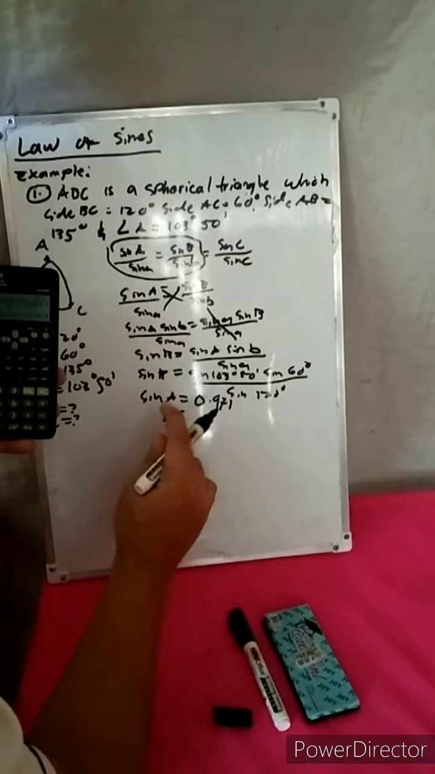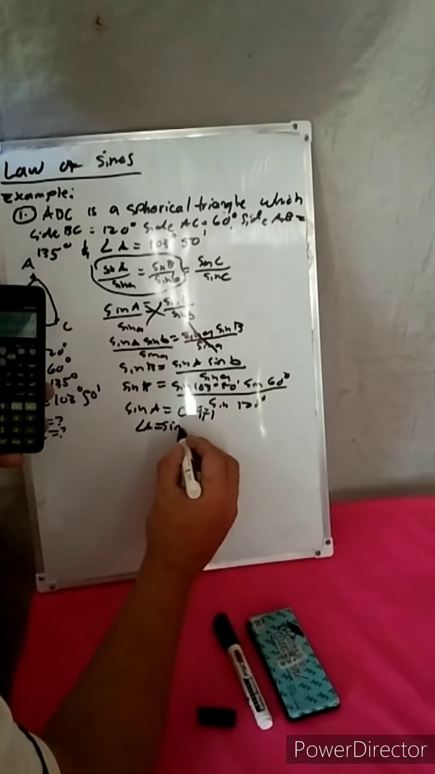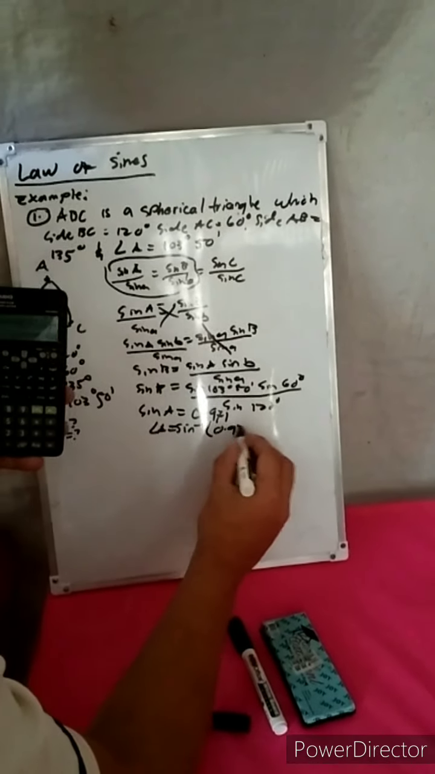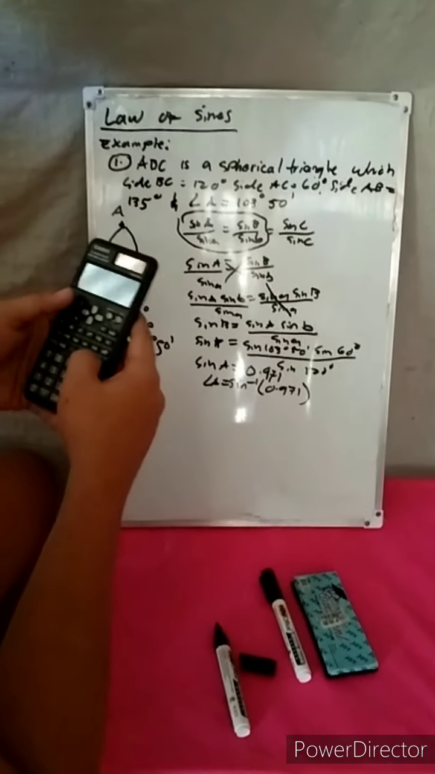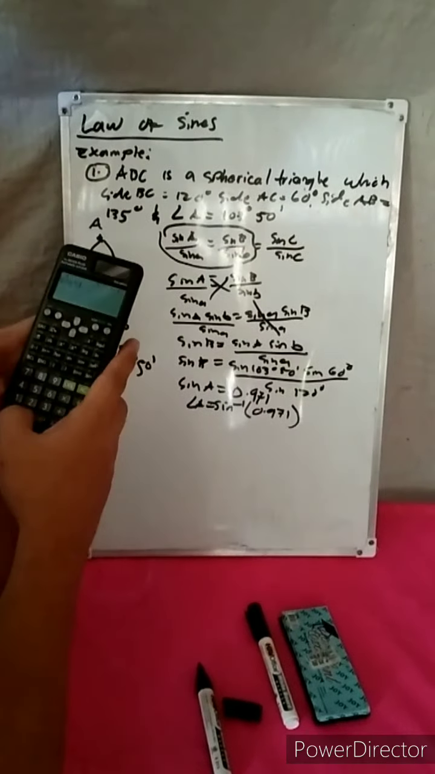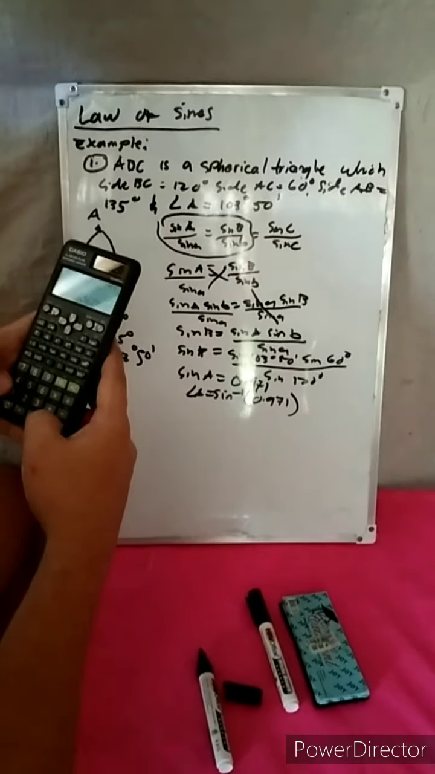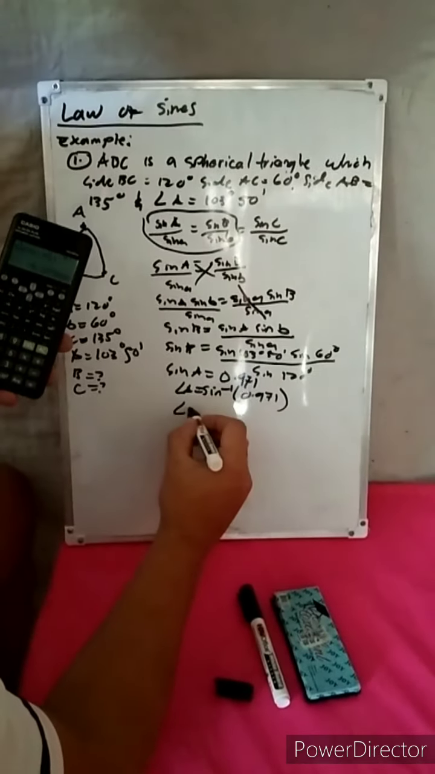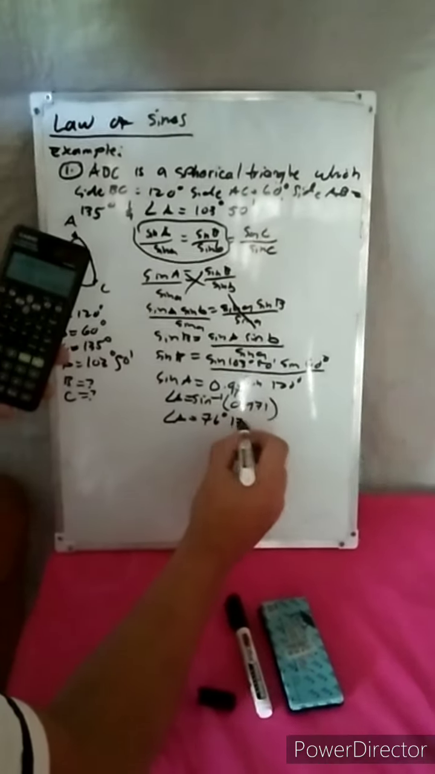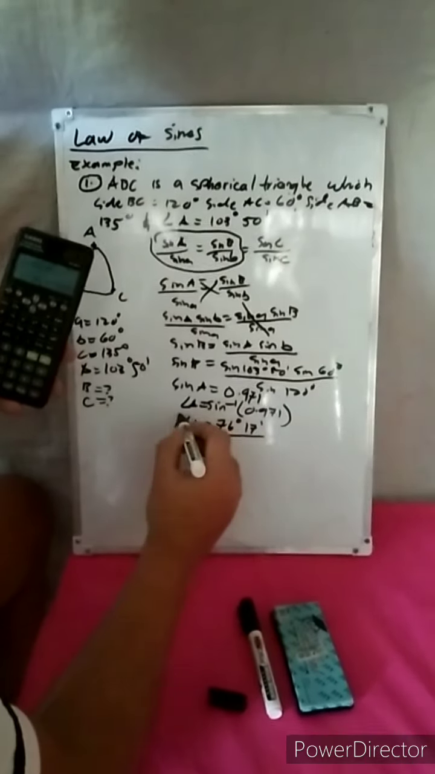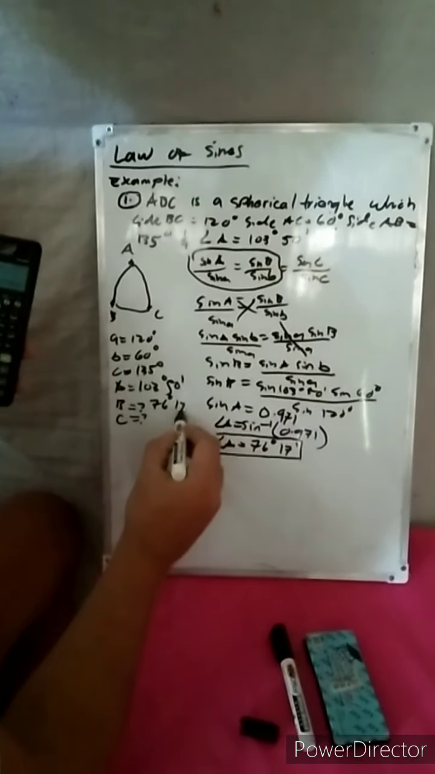arc sine na to ang angle A, dapat i-arc sine na to 0.971. So, shift sine 0.971 is equals 76. Ang ato angle A 76 degree and 17 minutes. So mauna ang ato nga angle B 76 degree and 17 minutes.